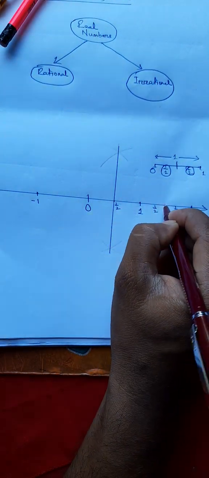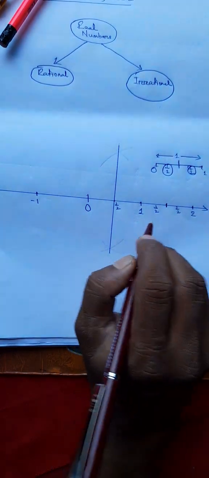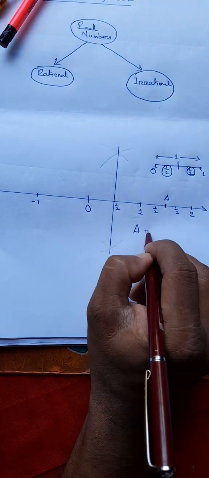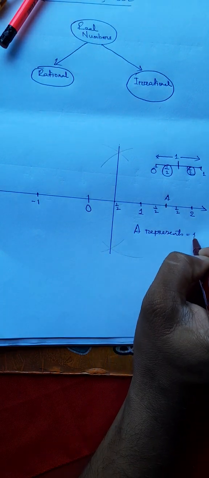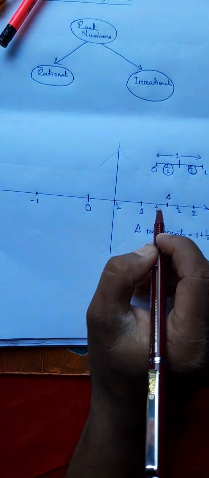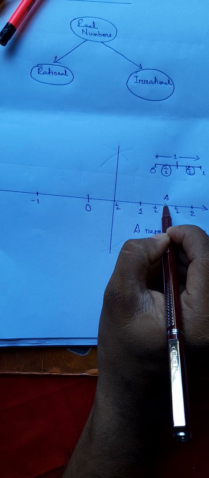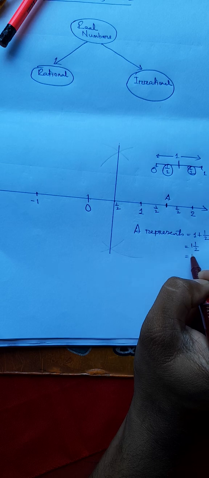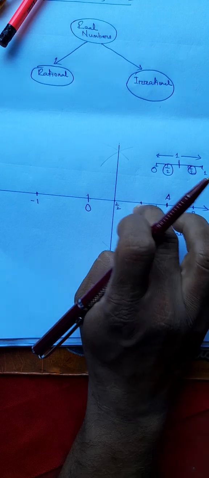Now what would be the position of this point? Say it is A. What is the position of A? A represents 1 plus half. From 0 to 1 this is 1 unit. From 1 to A, this point, this is half. So 1 and half means 1 half, this is 3 by 2. So you get a number in between 1 and 2 like this.